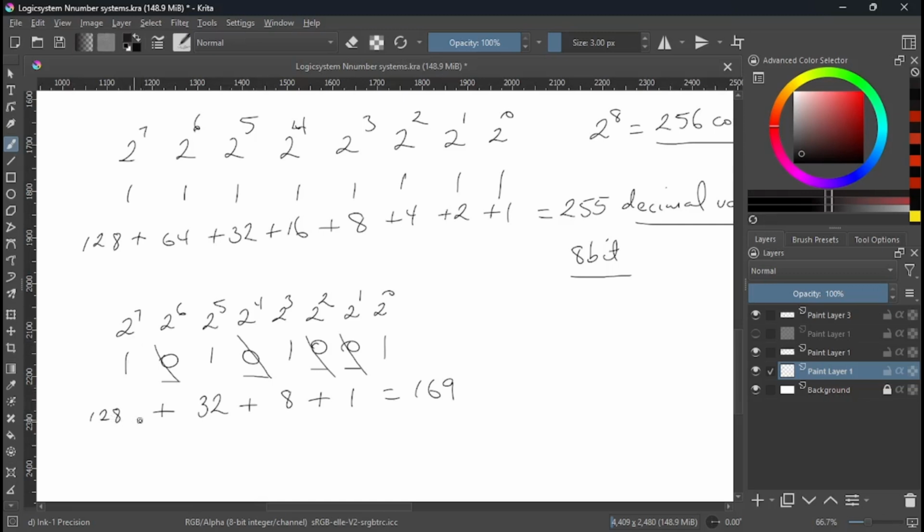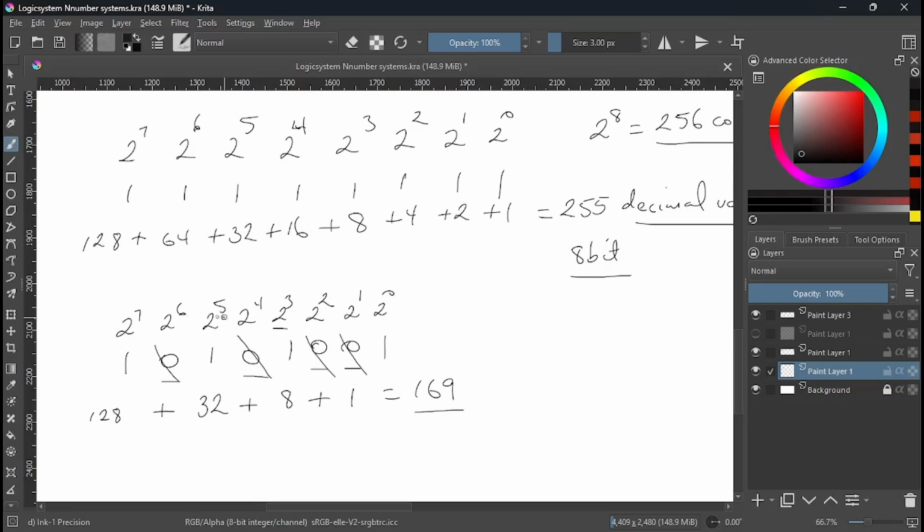So you'll get 128 plus 2 to the 5, which will be 32, plus 2 to the 3, which will be 8, plus 2 to the 0, which will be 1. And it will give us 169 as the decimal value for the binary number. Okay, so just to go over quickly what we did.